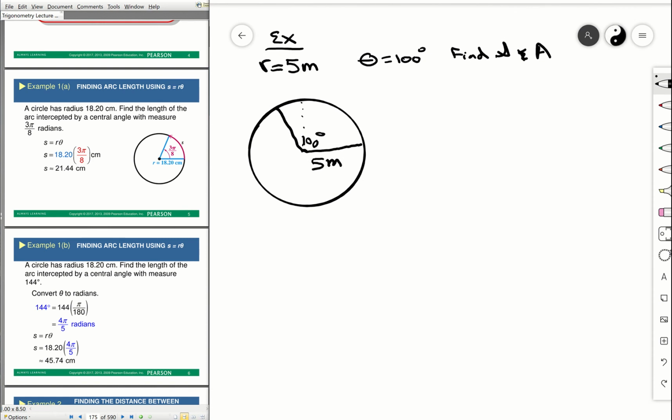All right, so we start with our formula, s equals r theta for the arc length, and we're going to go ahead and substitute 5 meters for the radius. The angle we have to be careful with this time because it's given in degrees. So we can either do some side work and convert that into radians and then bring it in, or we can just bring it in right away and take care of the conversion right here.